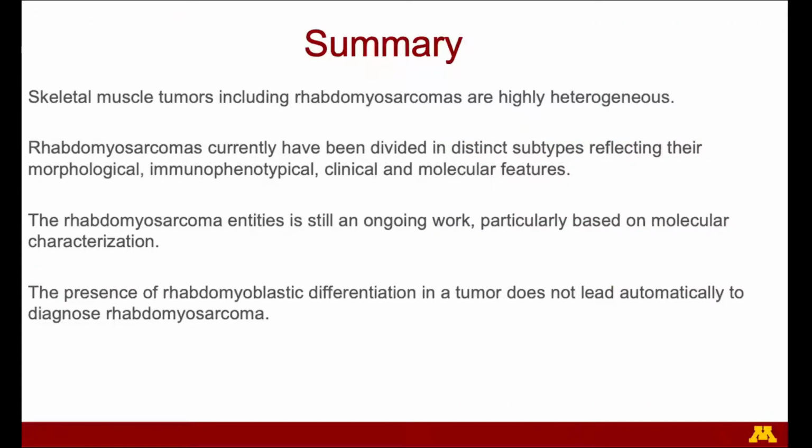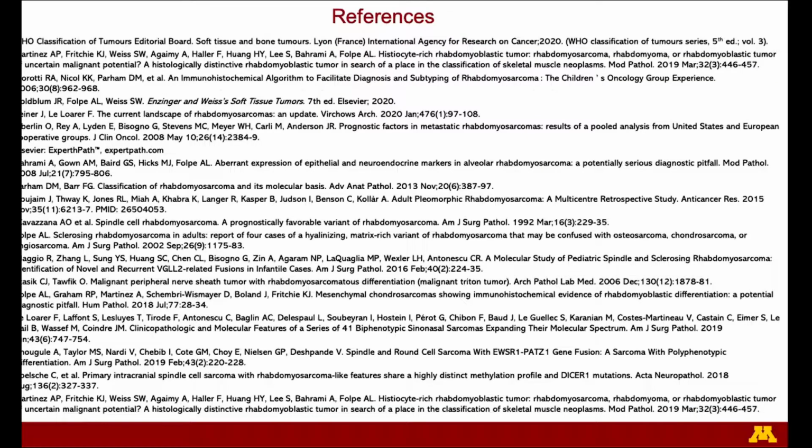In summary, skeletal muscle tumors, including rhabdomyosarcomas, are highly heterogeneous. Rhabdomyosarcomas currently have been divided into distinct subtypes reflecting their morphological, phenotypical, clinical, and molecular features. The subclassification of rhabdomyosarcoma is still ongoing work, particularly based on molecular characterization, and the presence of rhabdomyoblastic differentiation in a tumor does not automatically lead to a diagnosis of rhabdomyosarcoma. And these are my references.